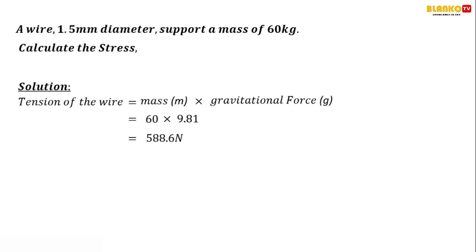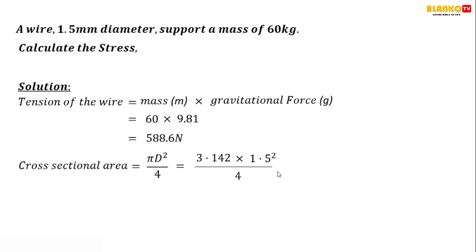We now calculate the cross-sectional area, and we use the formula pi d square over 4, where d is the diameter. So pi multiplied by the diameter square over 4. Pi is 3.142, and the diameter from the question is 1.5 millimeters. So we have 3.142 times 1.5 square over 4, and that gives us 1.767 millimeters square.